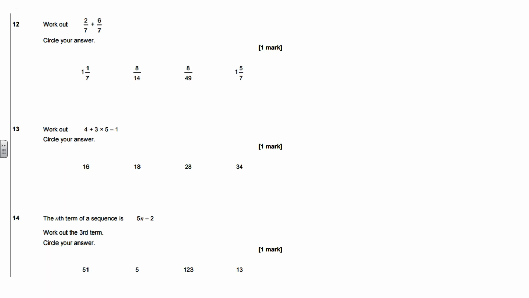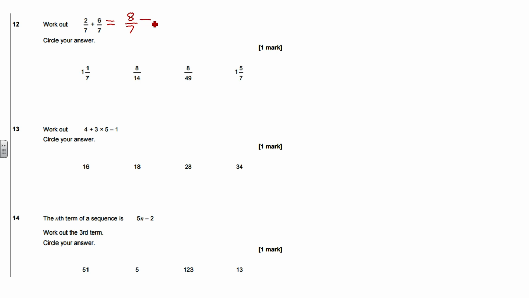Okay, next question. What is 2 sevenths plus 6 sevenths? So when we're adding fractions, the first thing we always want to aim for is the same denominator. Already got it. Good news. So once we've got the same denominator, we should just add the numerators and keep the denominator the same. So we end up with 8 sevenths. So we look up at the answers we've got there, and we can see that 8 sevenths is not an option. Why? Because it's a top-heavy fraction.